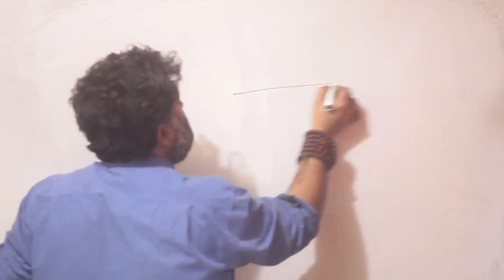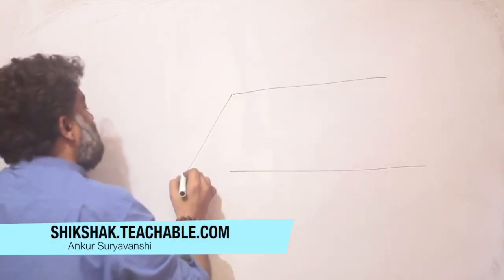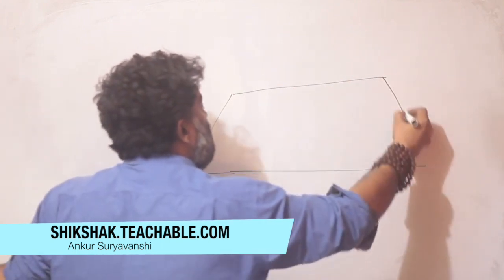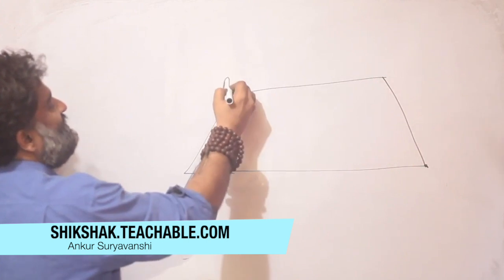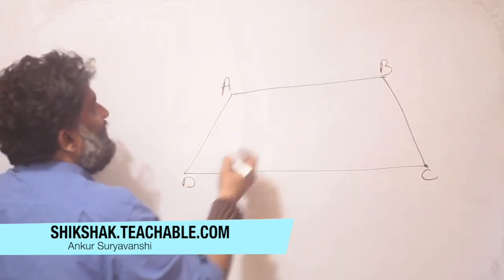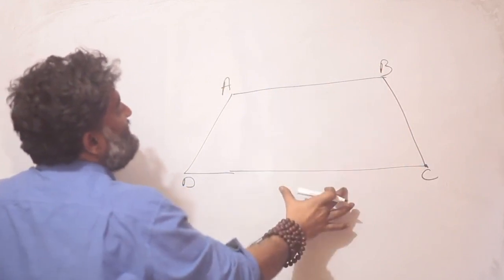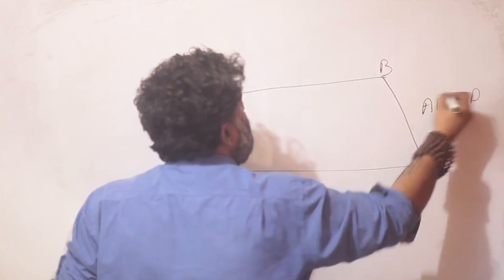An almost immediate application can be a trapezium. So a trapezium is where one of the opposite pairs of sides is parallel to each other. So if I call this A, B, C and D, I know in this case AB is parallel to CD.